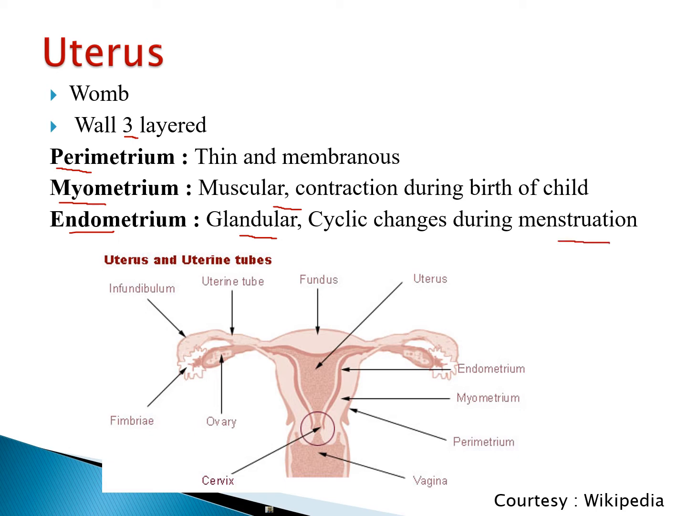So here in this diagram, you can see the outermost layer is the perimetrium. The second layer is the myometrium. And the third layer, which is glandular, is the endometrium. In this diagram, you can also see another part, that is the ovary. These are the fimbriae, infundibulum, uterine tube, and the fundus part of the uterus. These three regions form the part of the oviduct. So this is all about the female reproductive system.